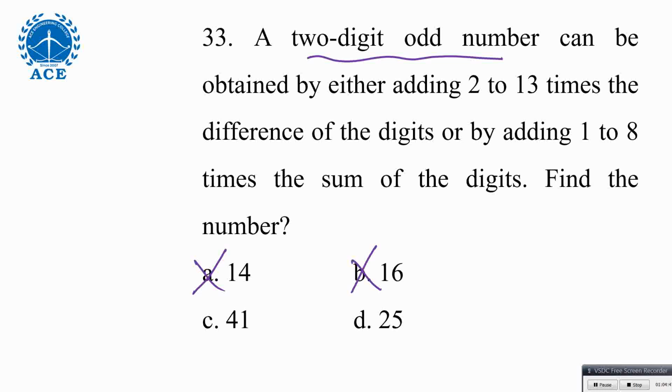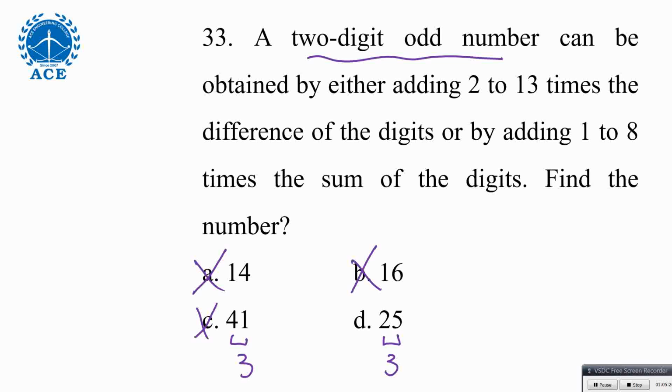I think 41 is wrong because, see, it should be obtained by adding 2 to 13 times the difference of the digits. The difference of the digits is 3. If I take 13 times as the maximum, 3 into 13 is 39. 41 is not obtained. They said 2 to 13 times, in between. If you go 3 into 12 times, 11 times, 25, no. Adding, sorry. Yeah, by adding, fine.